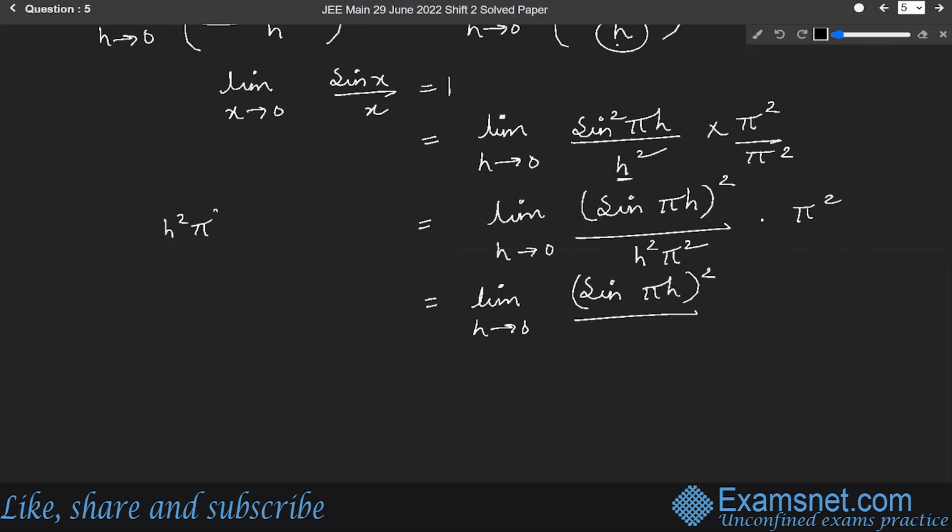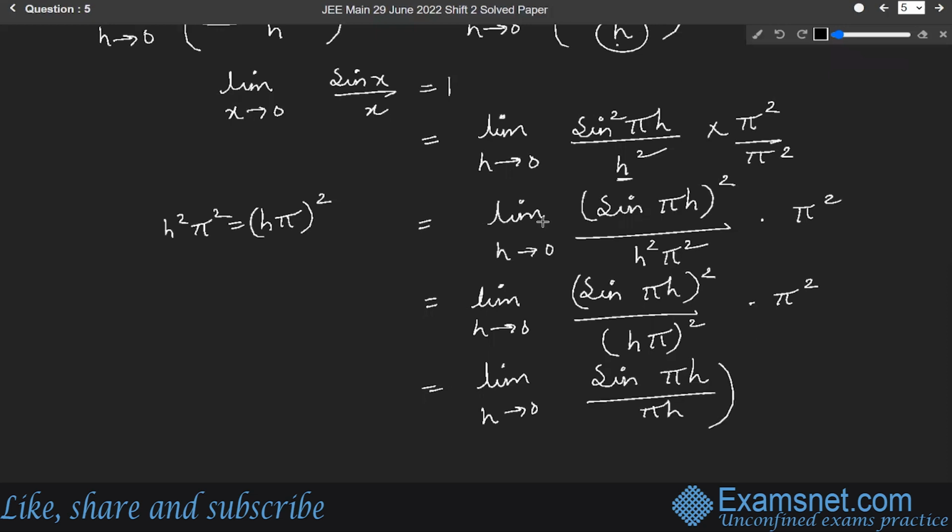See, h square into pi square can also be written as h into pi whole square. We can combine the powers. So it will be h into pi whole square, and multiplied by pi square. Again, limit h tending to 0 of sine pi h divided by pi h whole square. Again we have combined the powers. See, h into pi is equal to pi into h, like 2 into 3 is equal to 3 into 2. So it is the same only. So we have written pi h. Pi h is also equal to h pi.